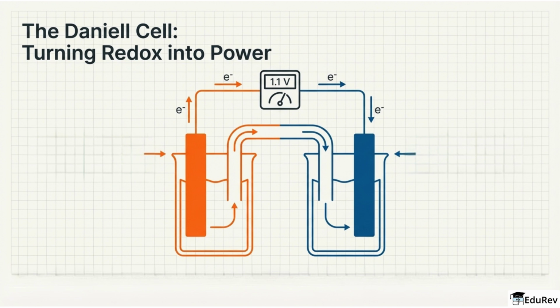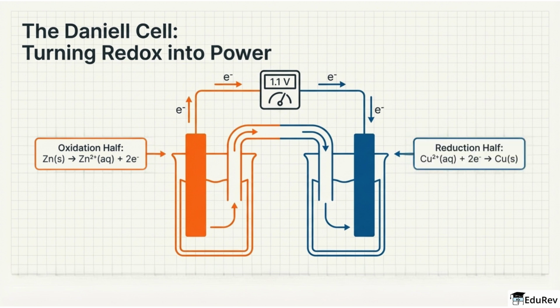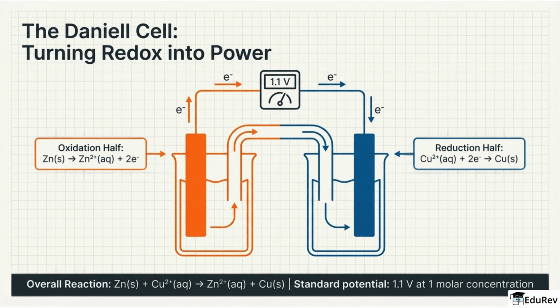The Daniell cell is the cleanest example of redox turned into power. Zinc gets oxidized at the anode, Zn goes to Zn2+ and releases 2 electrons. Copper ions get reduced at the cathode. Cu2+ gains those 2 electrons and becomes copper metal. The overall reaction is Zn plus Cu2+ giving Zn2+ plus Cu. Under standard conditions, the cell potential is about 1.1 volts. If you understand this one cell properly, the rest of electrochemistry becomes much easier to visualize.